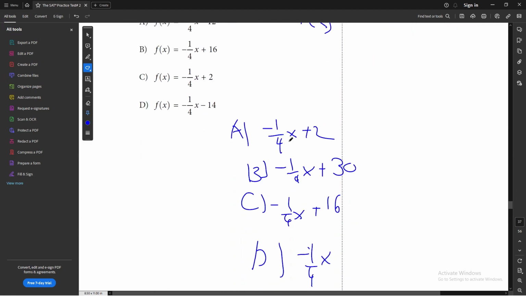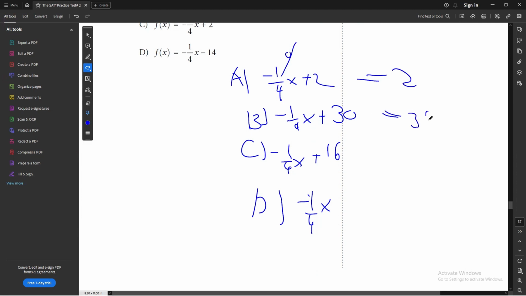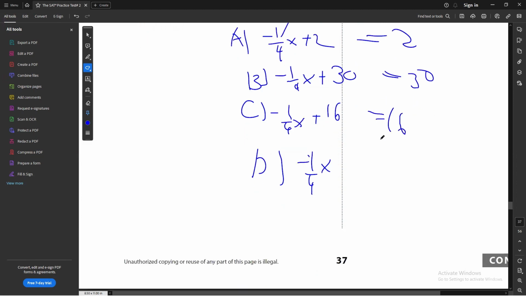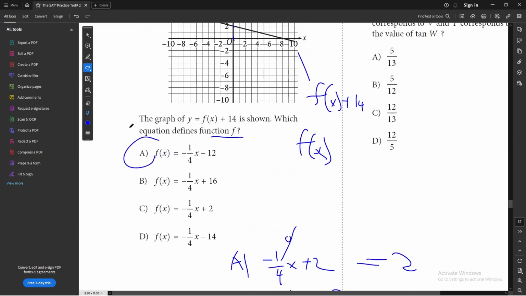So let's just try them out. X is equal to 0. When I say x is equal to 0, this term cancels out and I get 2. Over here, I get 30. Over here, I get 16. Over here, I get 0. So therefore, my answer choice has to be A.